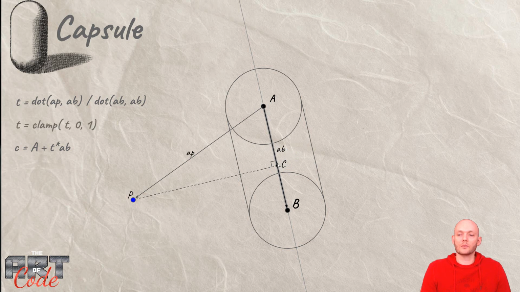And now, before we get too far, we have to make sure that this point C doesn't slide past A or past B, right? We want this point C to stick to the endpoints, and that's why we have to clamp this value T to be between 0 and 1. And so now my C can never get outside of the line segment. And so now the distance is very simple. It's just the distance between C and P, and then minus the radius.